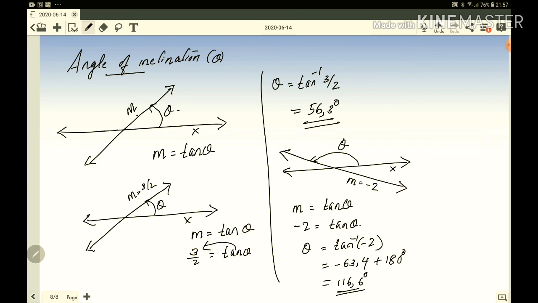So looking at the gradient, sometimes the gradient is positive, sometimes the gradient is negative. If the gradient is positive, it means an acute angle, you will get it, like here 56,3. If the gradient is negative, you have to get an obtuse angle. For that you have to add 180 to the negative angle. You understand, here the gradient is negative, so you have to add 180. That is part of the method.